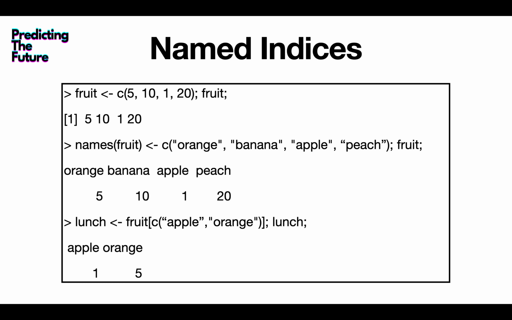So here, this named vector, that's what we just talked about. Named vectors assign each element a name. And the output you see here is orange corresponds to 5, banana corresponds to 10, and so on. And we can take out some of the elements. So let's say we create another vector lunch, which is taking fruits, but only taking those that have the names apple and orange. So that gives us another sub vector, a named vector, apple and orange.